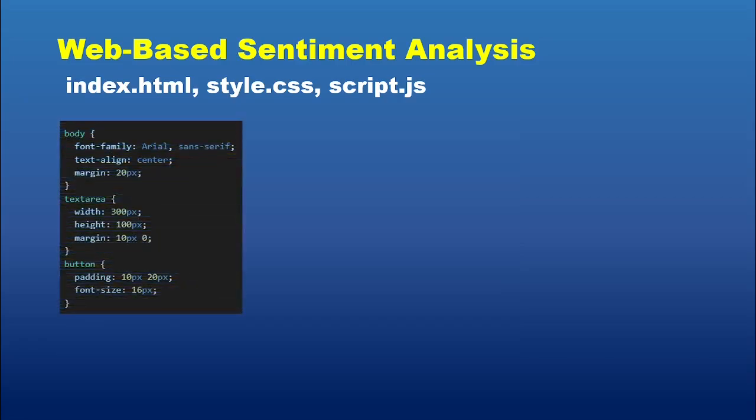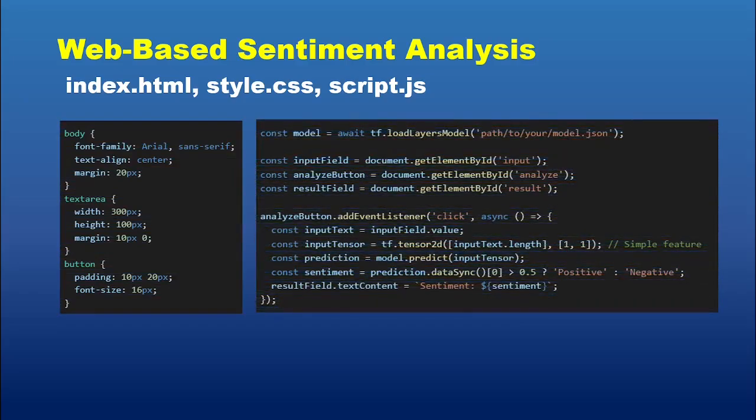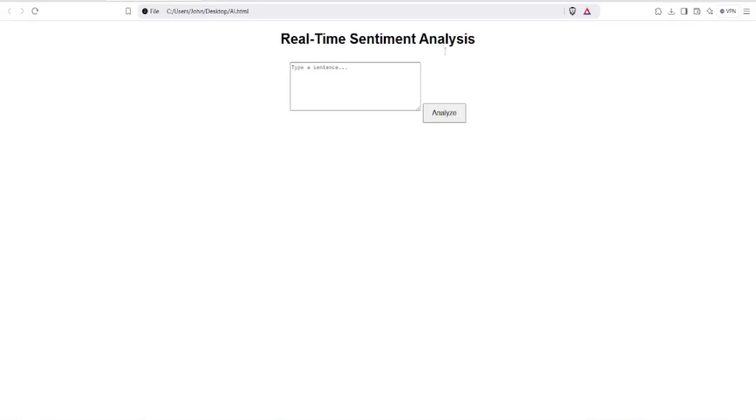3. CSS, add basic styling to style.css. 4. Add this code to script.js. Explanation. We created a basic sentiment analysis app. The model predicts whether a sentence has positive or negative sentiment. The result updates in real time based on user input.